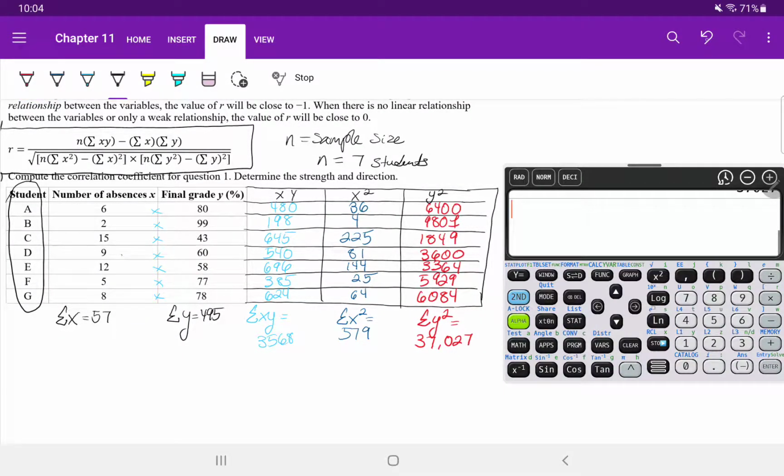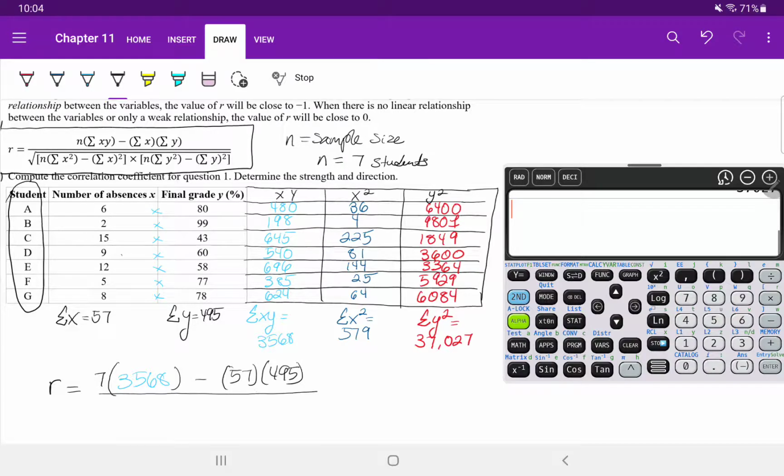And remember, n is equal to 7. So, R is equal to 7 times the sum of x times y, which is going to be 3,568, minus the sum of x times the sum of y. The sum of x is 57. The sum of y is 495.